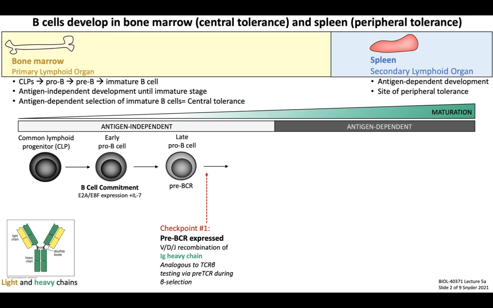Early pro-B cells generate late pro-B cells, which are defined by the rearrangement of V, D, and J regions on the immunoglobulin heavy chain. At this stage, late pro-B cells are subjected to the first checkpoint of B-cell development, which tests the functionality of the heavy chain in a complex called the pre-BCR. This process is analogous to beta selection in T-cell development, which tests the TCR beta chain in complex with the pre-TCR. Similarly to the pre-TCR, the pre-BCR's functionality is determined independently of any antigen binding to the pre-BCR.